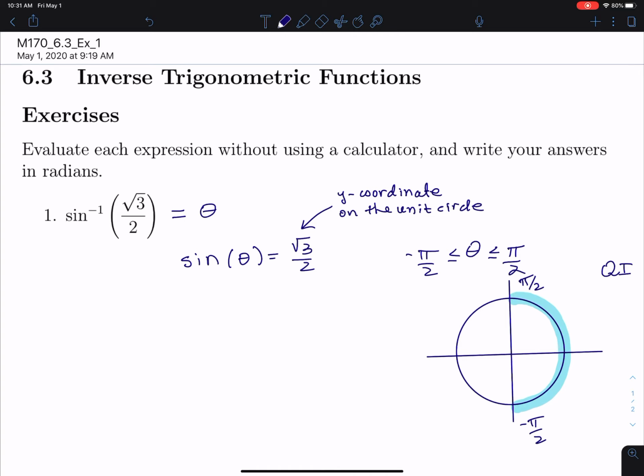Now there's memorization involved here: if you remember, rad 3 over 2 pairs up with 1/2. Sine is y, so the rad 3 over 2 will be the y-coordinate. And that number, rad 3 over 2, is greater than 1/2, and so it's going to be up here. That means we're going up more than we're going to the right, and that corresponds to the special angle pi over 3. And that's our answer. Our answer is pi over 3.